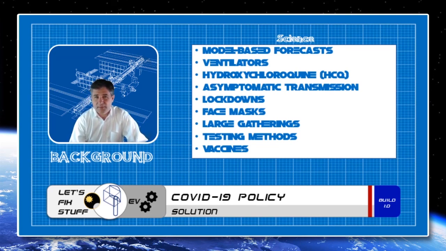First, we need to look at model-based forecasts, and I want to differentiate model-based forecasts versus actual trial-based forecasts. We're going to look at ventilators, which were talked about quite a bit at the beginning, but you haven't heard too much about them since, and there's reasons for that. We're going to look into hydroxychloroquine, which is probably one of the most politicized drugs in history, and talk a little bit about asymptomatic transmission, lockdowns, face masks, large gatherings, small gatherings, testing methods, and we're going to talk about vaccines. So let's examine the science.